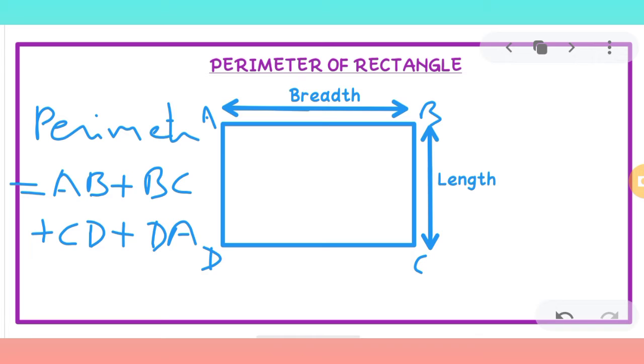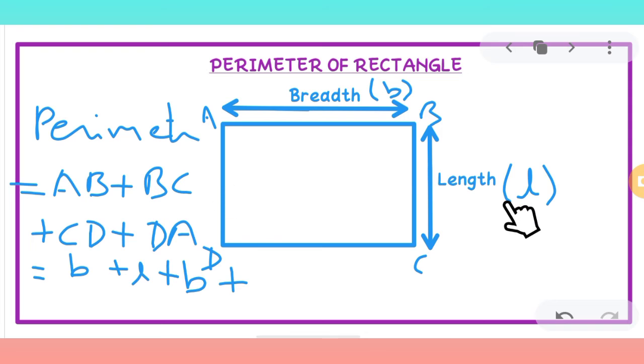Now, if we represent breadth as B and length as L, we can change AB with B. As you can see, this is AB and this is the B only. So, what we can write AB as? We can write AB as B. Similarly, for BC, we can write it as L. As you can see here, this is BC and this is also the length side, so we can write it as L. And similarly, for CD also, we can write it as B, and for DA, we can write it as length, because these are the opposite sides and the opposite sides of a rectangle are equal.